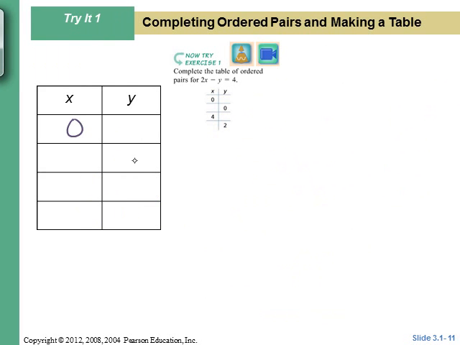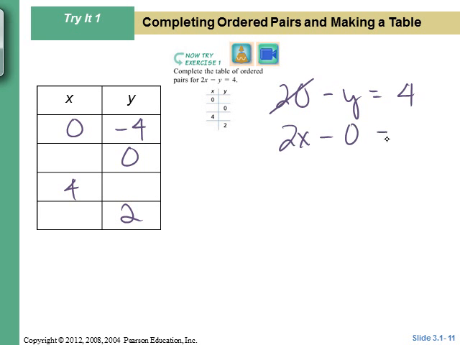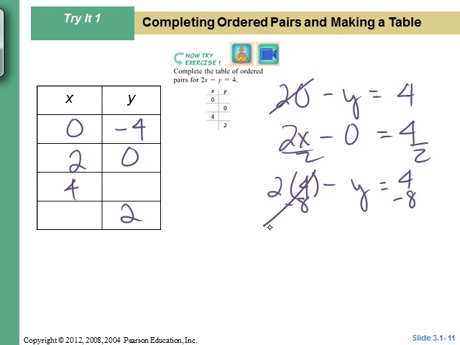Okay, so we fill in 0, 0, 4, 2. 2 times 0 minus y equals 4. This cancels. Negative y is 4, so y is negative 4. 2x minus 0 is 4, so 2x is 4. Divide both sides by 2, x is 2. 2 times 4 minus y equals 4. Subtract 8 from both sides, and you get negative y is negative 4, so y is positive 4.